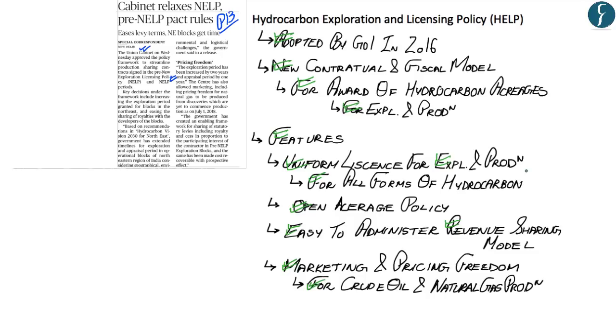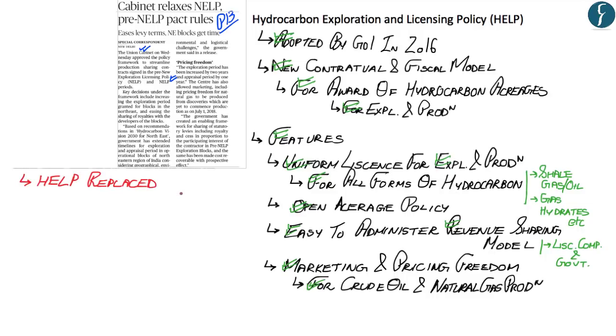Now, all forms of hydrocarbon means shale gas or oil, gas hydrates, among other both conventional and unconventional oil and gas resources. And this revenue sharing model would be between the company that has undertaken the license and the Government of India. Now, the Hydrocarbon Exploration and Licensing Policy had replaced the earlier New Exploration Licensing Policy.